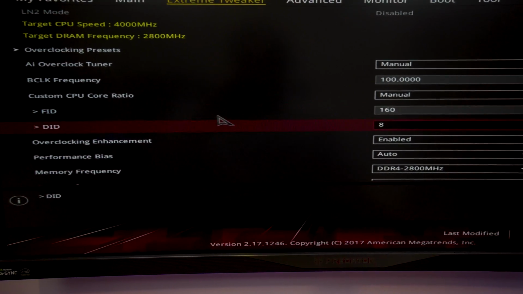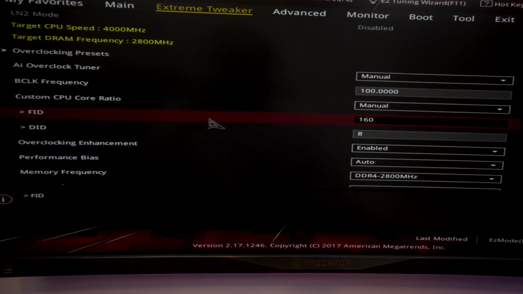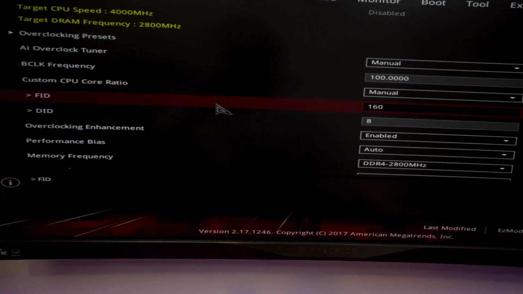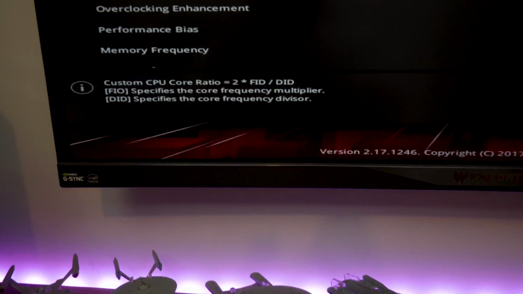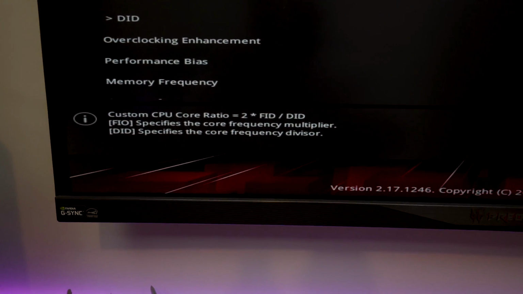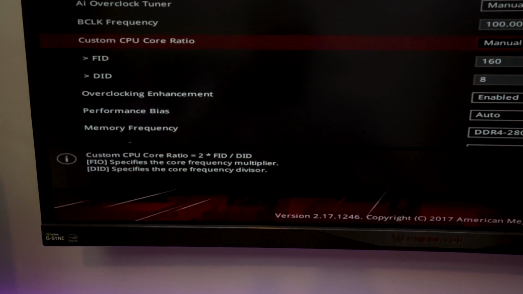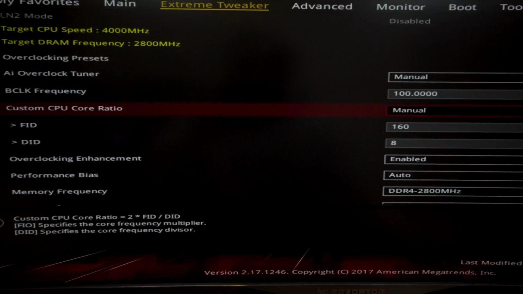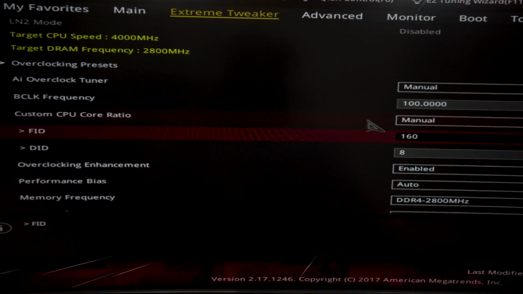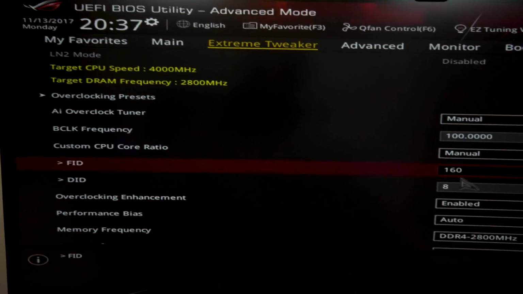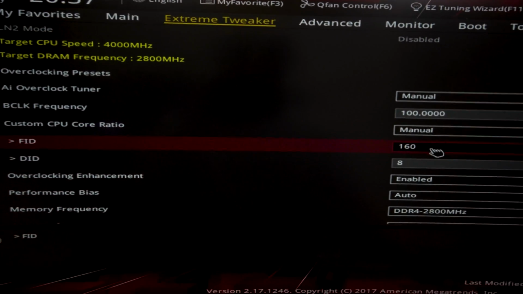And this Asus board doesn't just let you dial in your CPU frequency directly, which I find a little bit frustrating. It has this funky calculation, which you can see described down here. So that's 2 times FID divided by DID. This is where you wish you paid more attention in maths at school. The good news is, guys, as you dial these numbers in at the top here, this number will actually start to change. Let me show you.